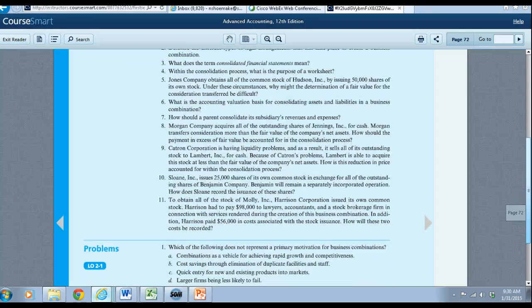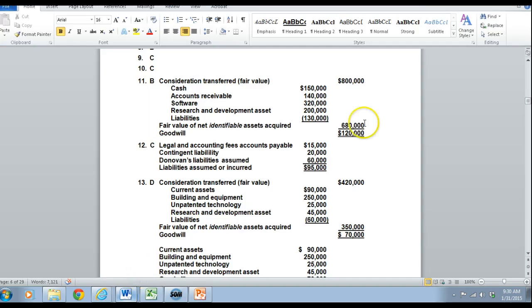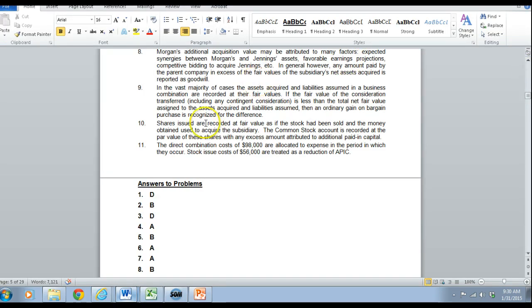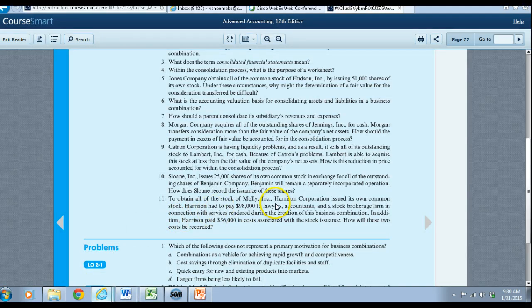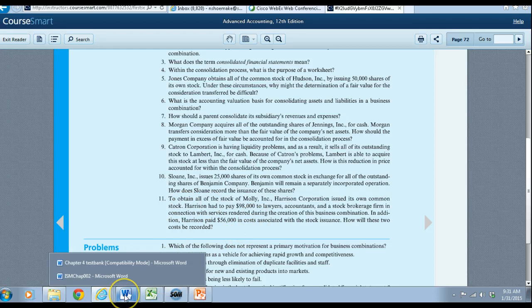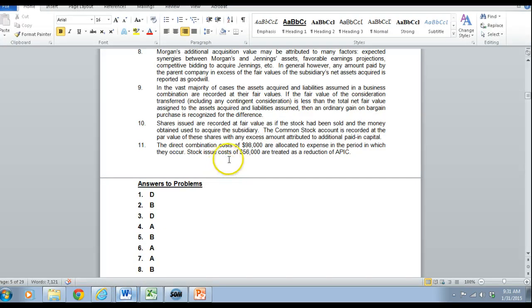The $98,000 and the $56,000, the various costs. The $98,000 was being paid to the various legal professionals associated, so that amount will be expensed. Anything to do with services gets expensed. But any costs associated with issuing stock get treated as a reduction in the APIC account.